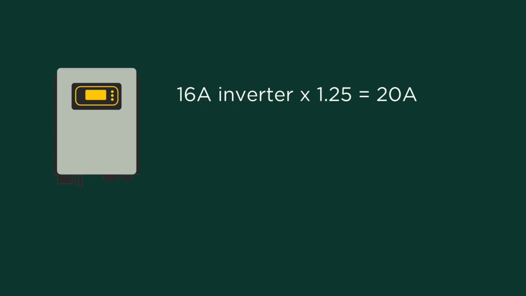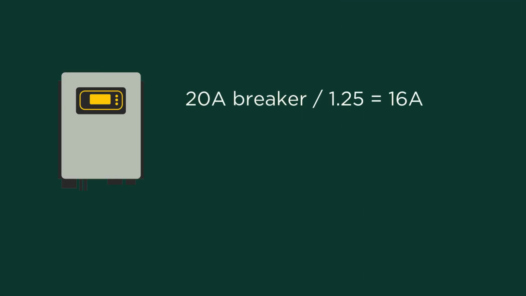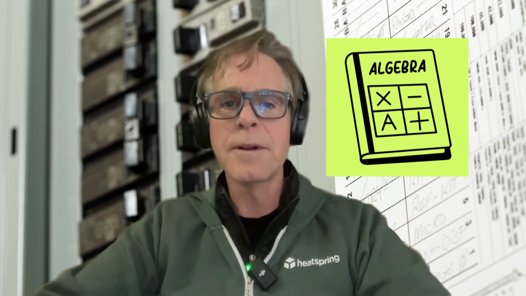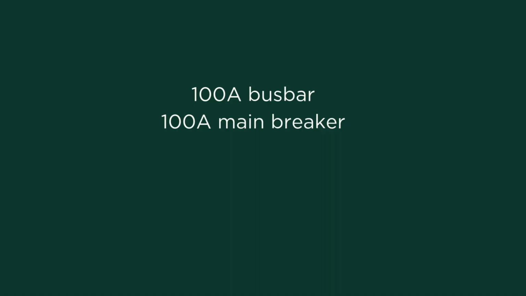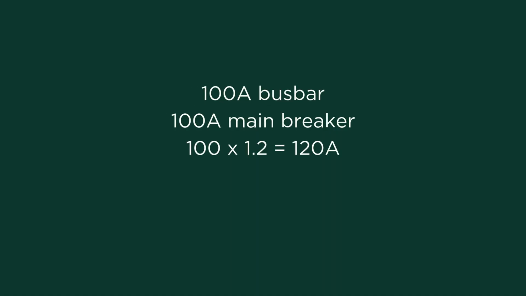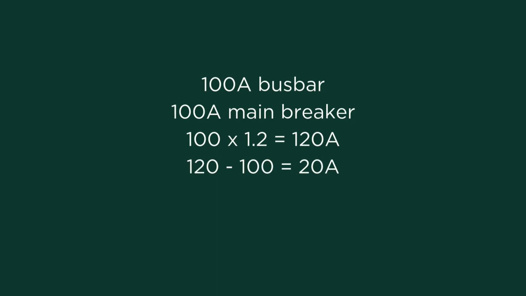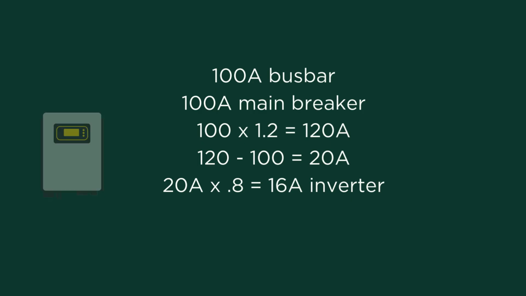Another way to do that is doing it backwards. So we take that 20 amp breaker, we divide by 1.25, and that gives us 16 amps. That's called algebra. So to review, what we have there is a 100 amp bus bar, 100 amp main breaker. We take the 100 amp bus bar times 120%, that's 1.2, we get 120 amps. We subtract off the 100 amp main breaker, we've got 20 amp allowance. 20 amps times 0.8 gives us a 16 amp inverter.